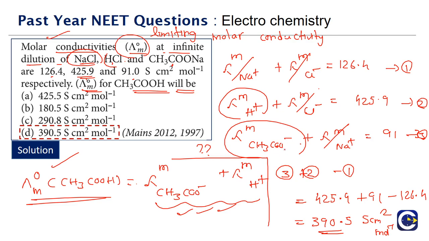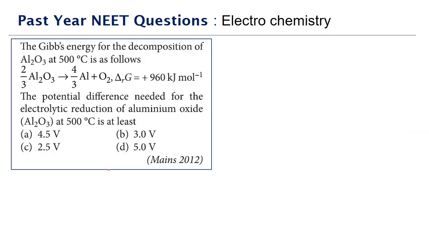We have to choose which kind of numerical adjustment will be able to give us the expression for the limiting molar conductivity of the unknown electrolyte. Clear? So let's go on to the next question.